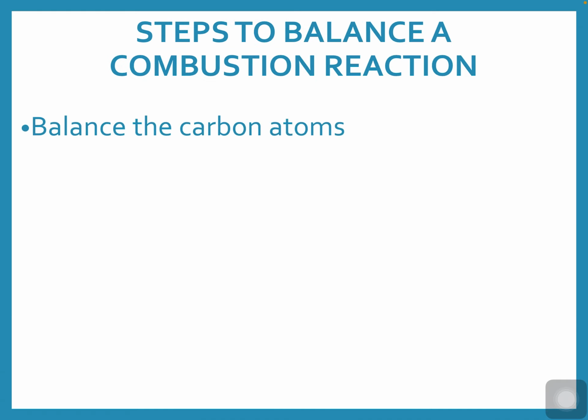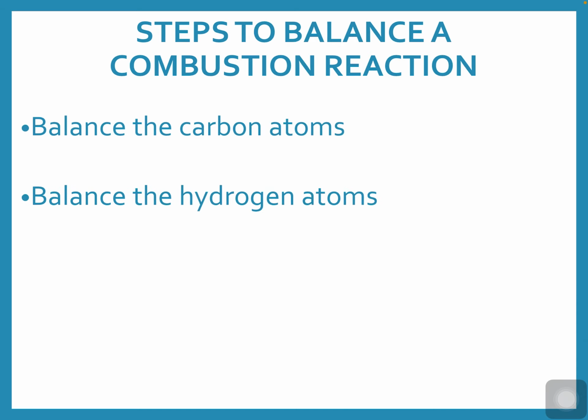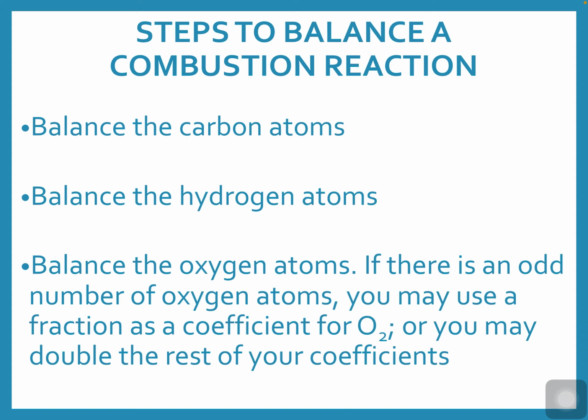So balancing a combustion reaction, the first thing that you do is balance the carbon atoms, then the hydrogen atoms, and then last the oxygen atoms. And typically when we do a balancing of our molecules in a reaction, we want to have the lowest ratio of whole numbers. So if there's an odd number of oxygen atoms in the end, you have two options here. What we very typically will do for combustion of hydrocarbons especially is we will use a fraction for the coefficient for oxygen.